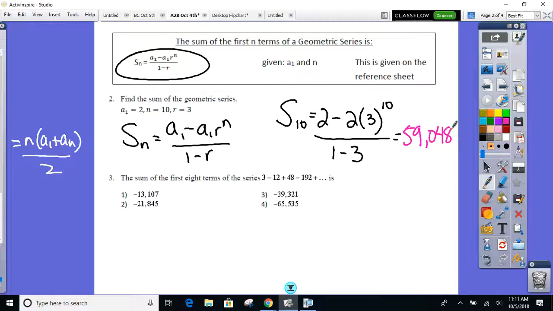Questions, comments, any concerns here? We all good? Okay, what about the next one? Can you add up the first 8 terms without listing them out? All right, let's add up the first 8 terms.